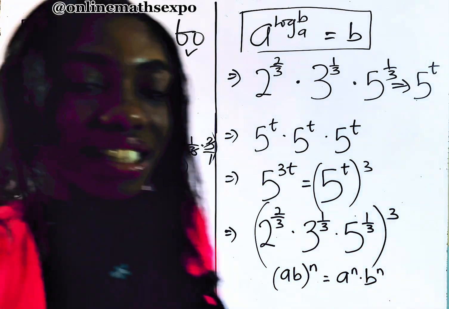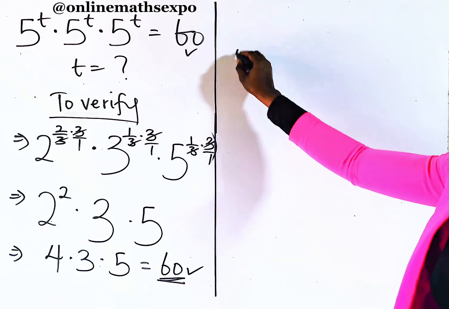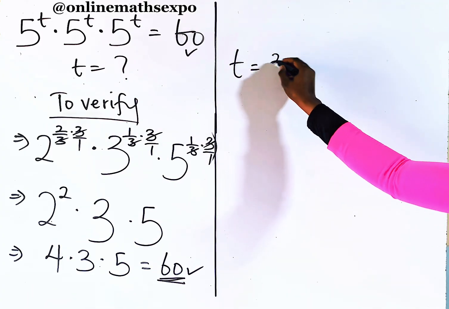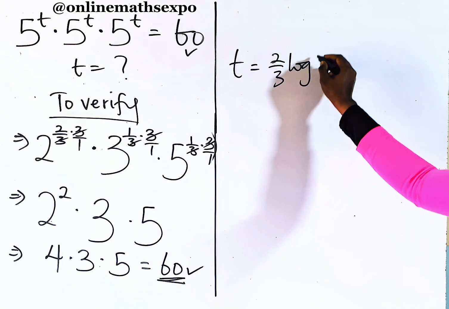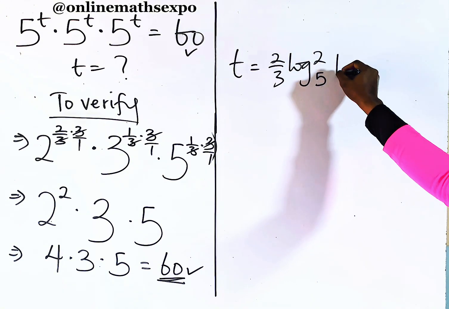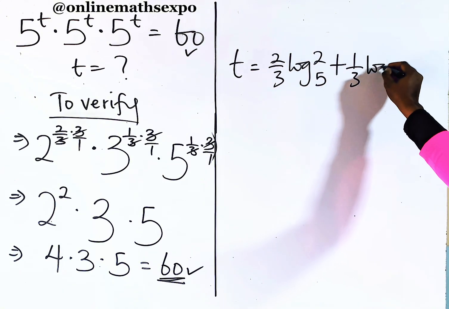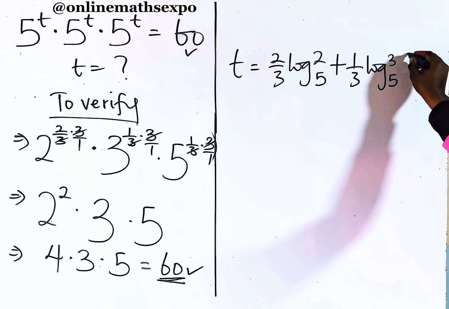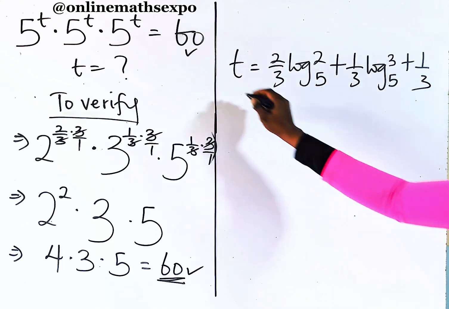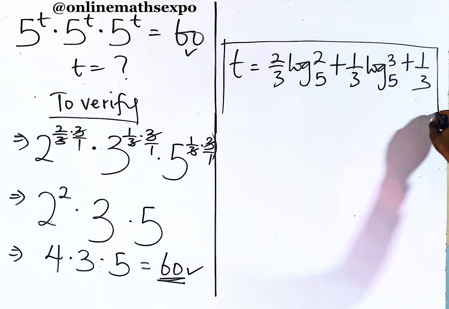So it means in conclusion that the value of t we got as 2/3 log of 2 base 5 plus 1/3 log of 3 base 5 plus 1/3 is absolutely correct.